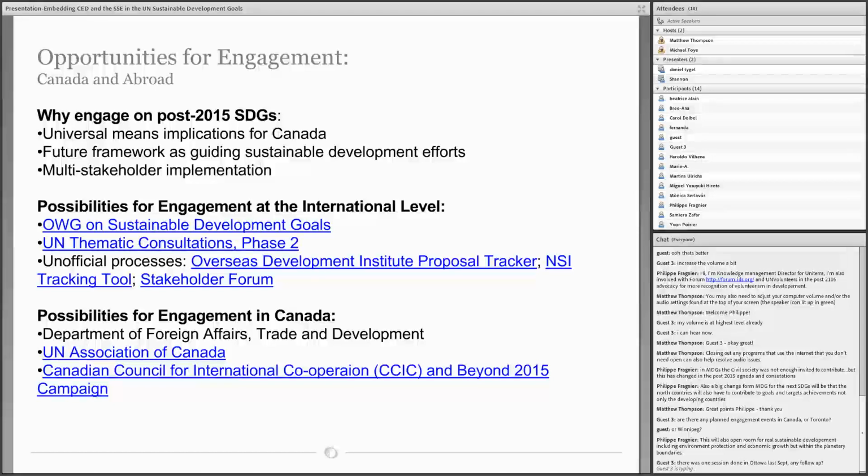And finally, the Canadian Council for International Cooperation has just received word that they are going to be working with the Beyond 2015 campaign, and will be the hub in Canada to consult with civil society organizations and others on post-2015 issues. So they're very much linked into that international process, but they're going to be available to consult and collaborate with civil society organizations in Canada to bring that perspective to the international field.